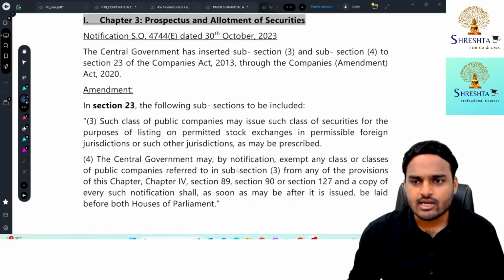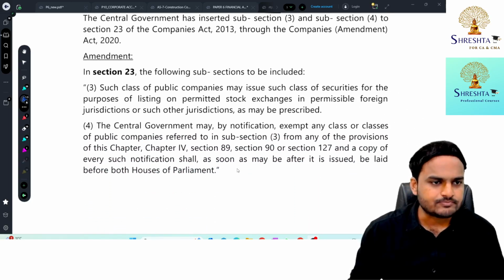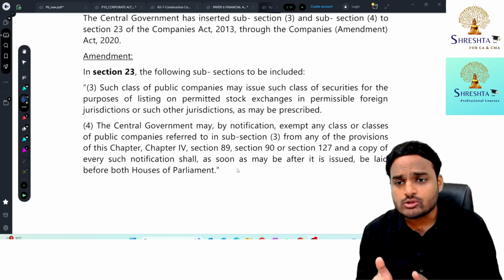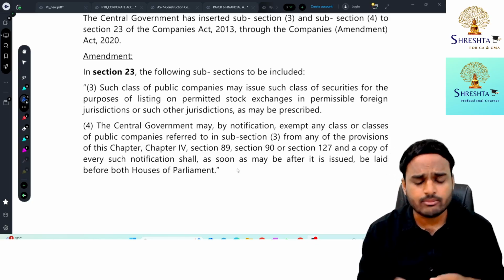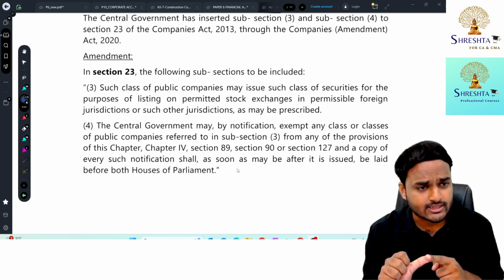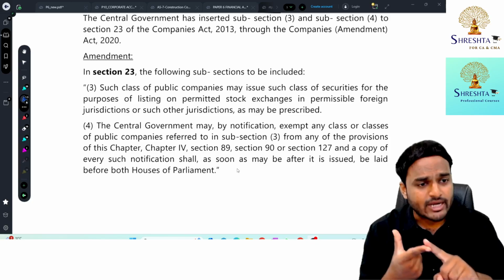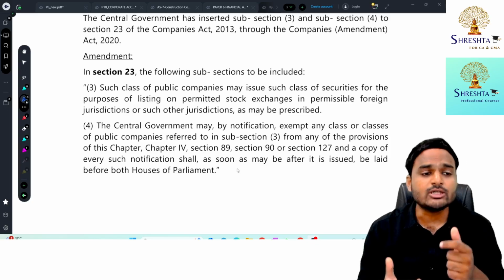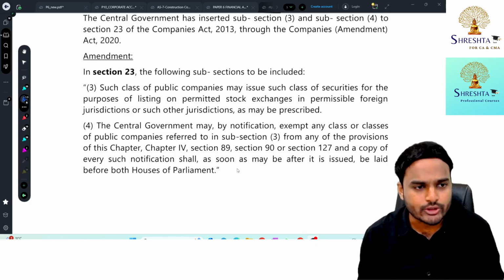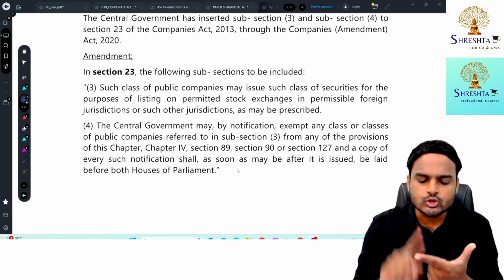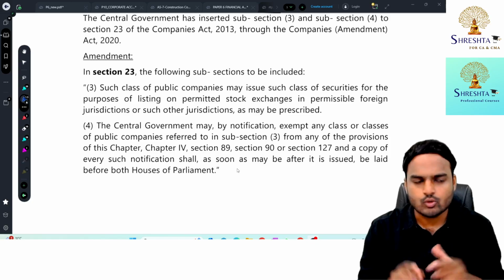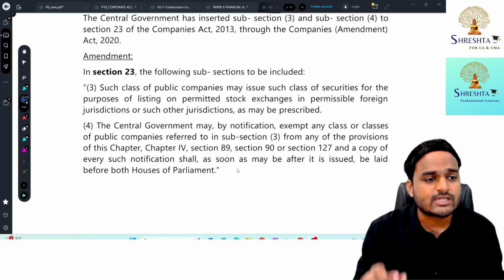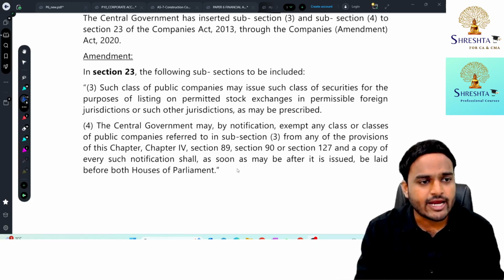Chapter 3, prospectus and allotment of securities, section 23. Section 23 discusses the various modes of issue of securities. A public company may issue securities to the public through prospectus, or through private placement, or through rights issue, or bonus issue. A private company may issue securities through private placement, rights issue or bonus issue. Originally two subsections are there in section 23. Recently two more subsections were inserted, subsection 3 and subsection 4.